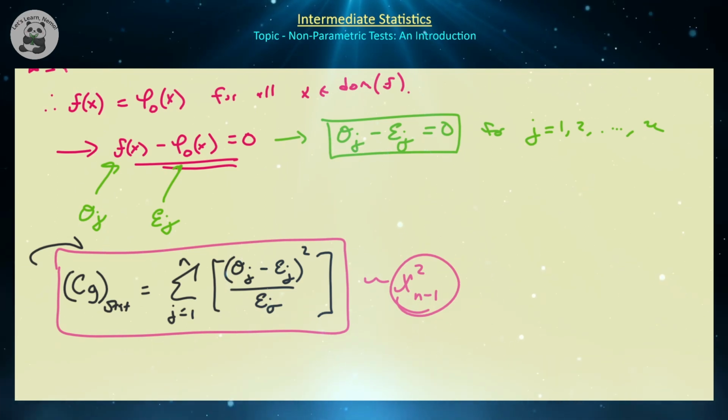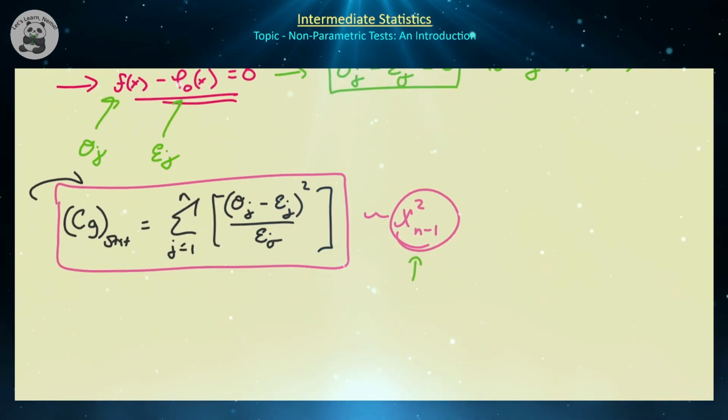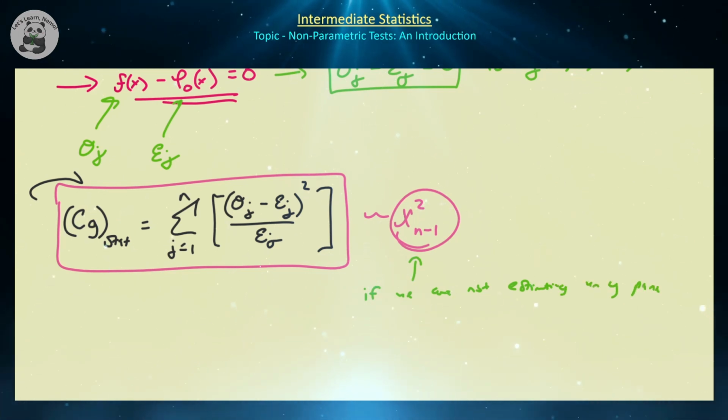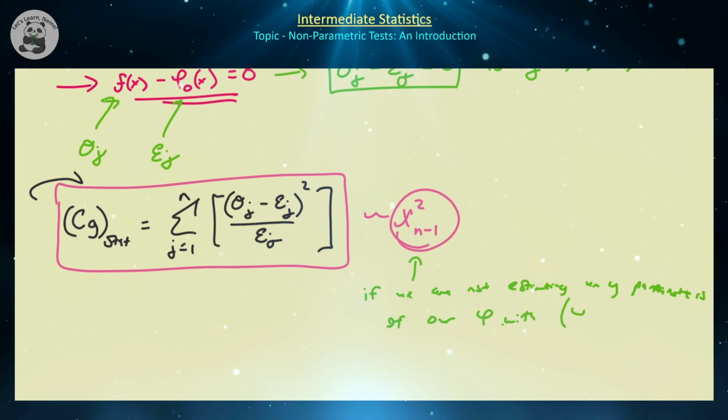And the only way that this distribution holds is if we are not estimating any parameters of our distribution phi 0. That is, we're not using our sample in order to estimate parameters from which these expected values are derived.